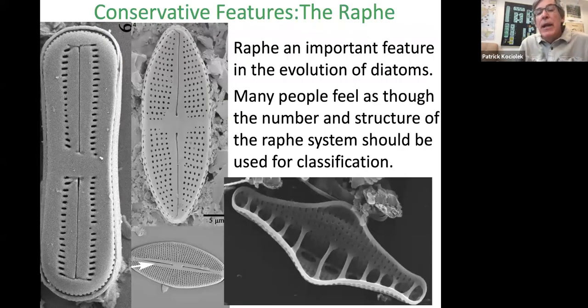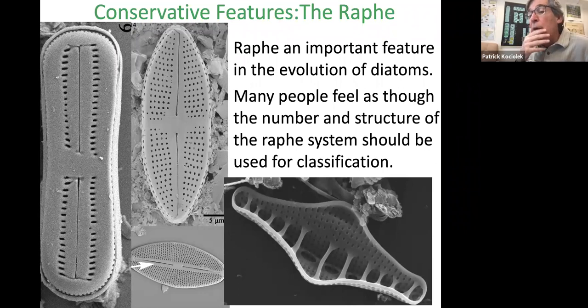So a second example, what we might call conservative features. So that was a feature of convenience, so simple to use, symmetry, but maybe in this example, using symmetry is not a good one to recognize a monophyletic group. Another type of feature is that people have thought to be conservative, that these features are so important in the lifestyle or for some aspect of the diatoms that they must be conservative. And therefore, if they're conservative, we should be able to establish classification systems based on them.